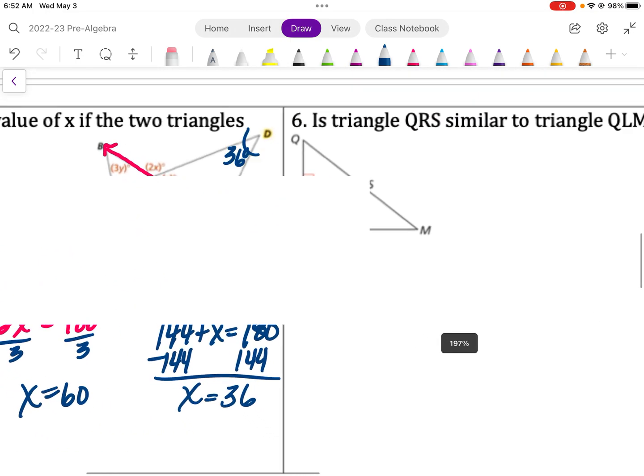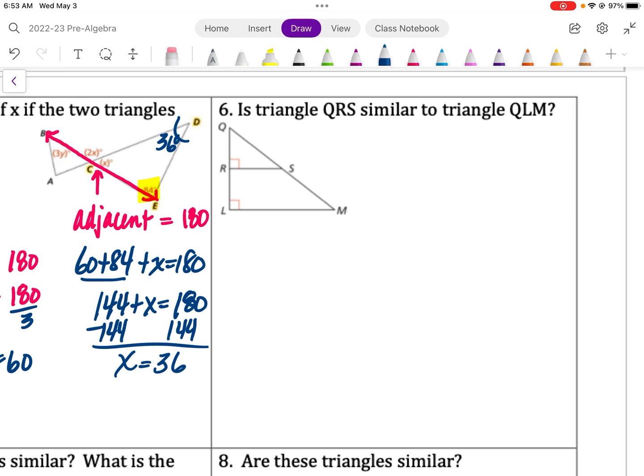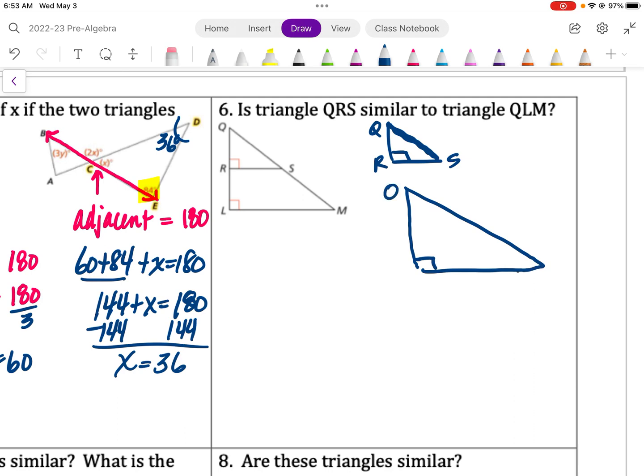All right, let's go to number 6. Again, we're back to: are these two triangles similar? Is triangle QRS similar to triangle QLM? These are just a little bit different. Sometimes we see a figure inside a figure. So the little triangle here is triangle QRS, and then we have the big triangle here, which is triangle QLM.